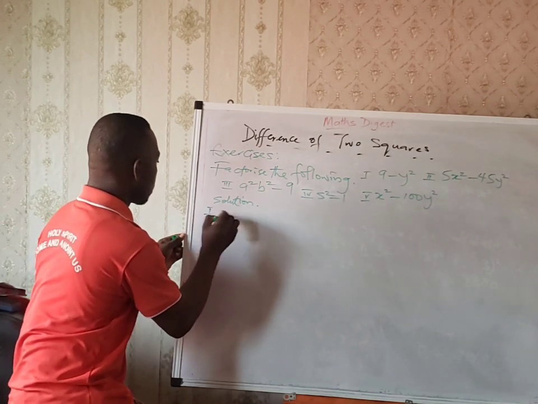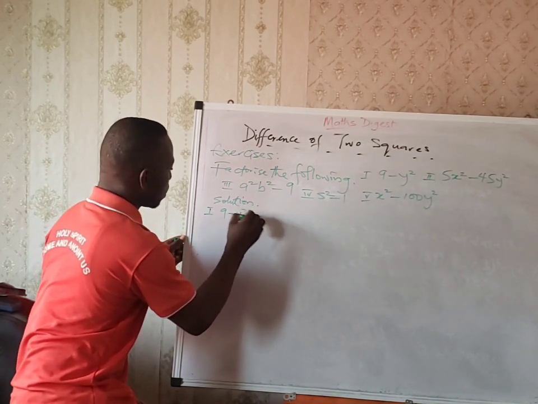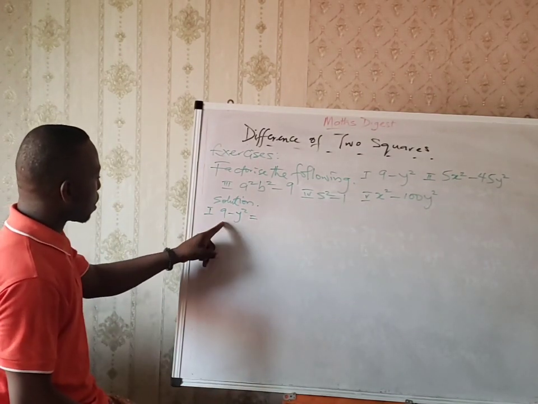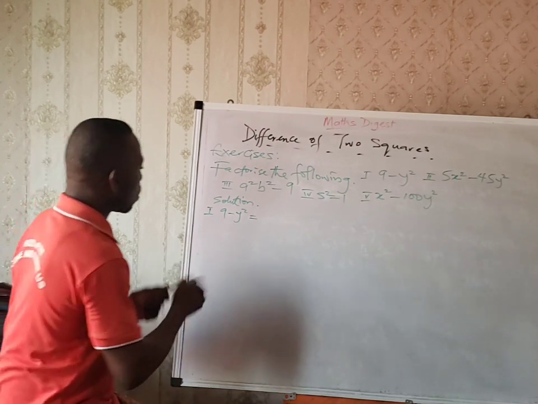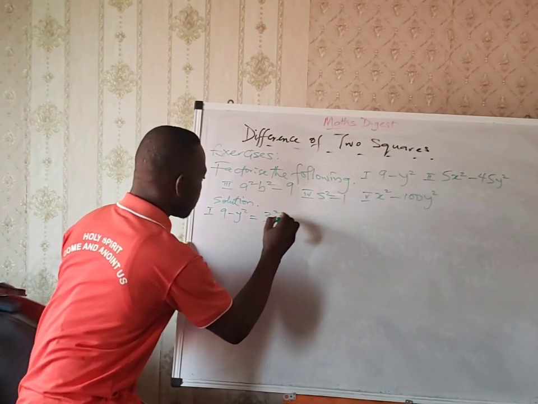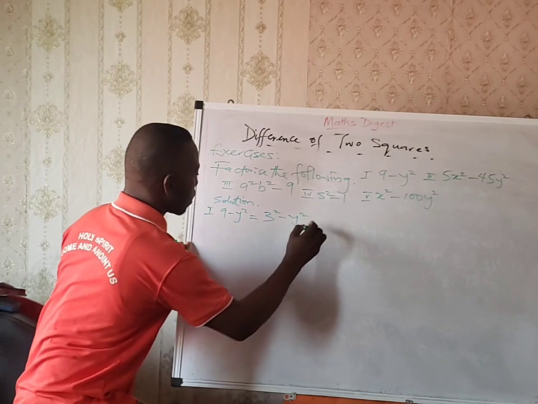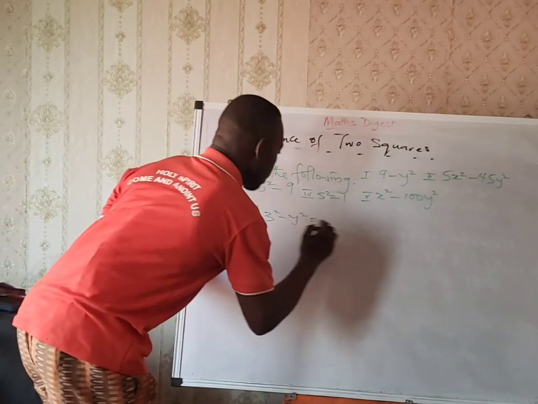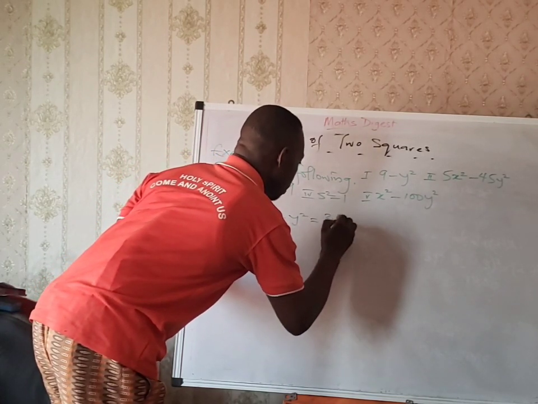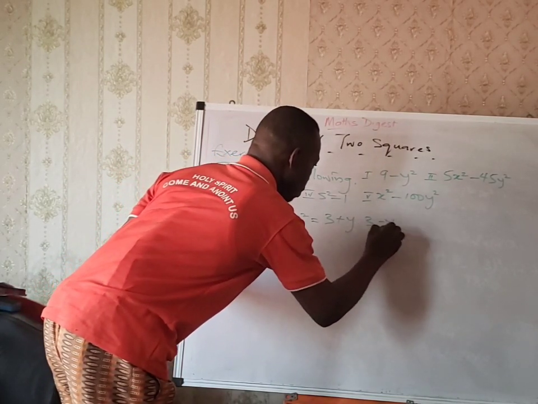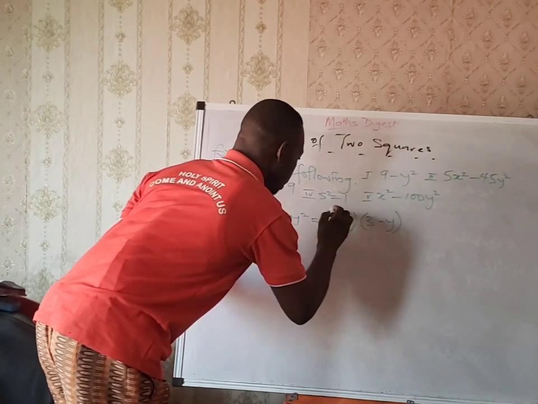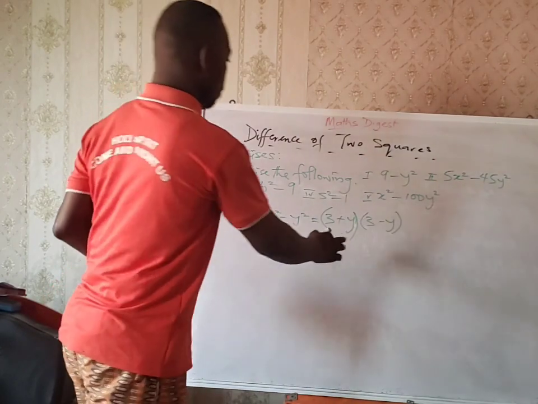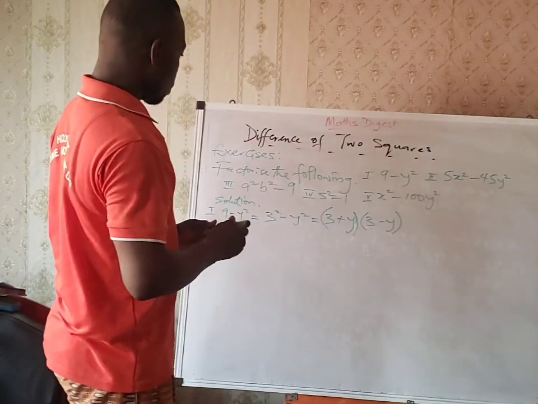The first one, 9 minus y squared. If you look at this, 9 is a perfect square. So what we do is we say 3 squared minus y squared. This is equal to, just like what we did before, 3 plus y, 3 minus y, in brackets. So this is the desired solution.